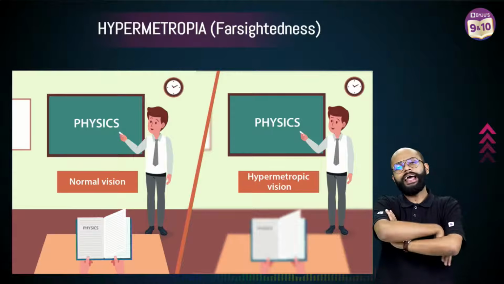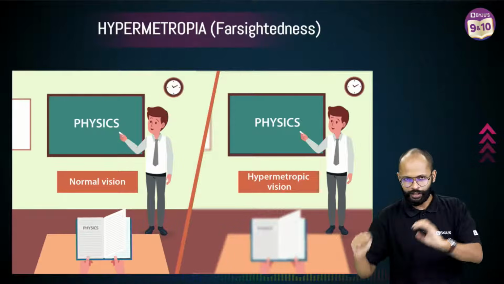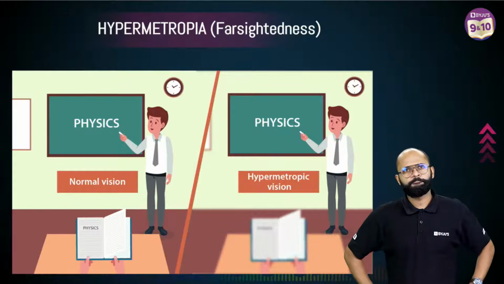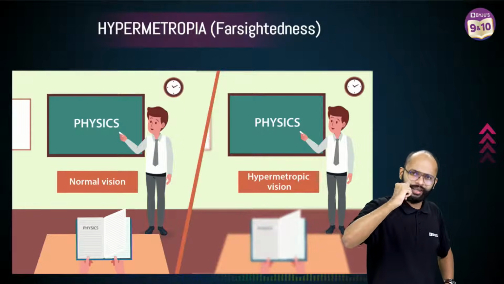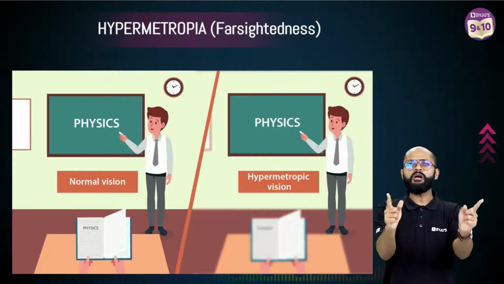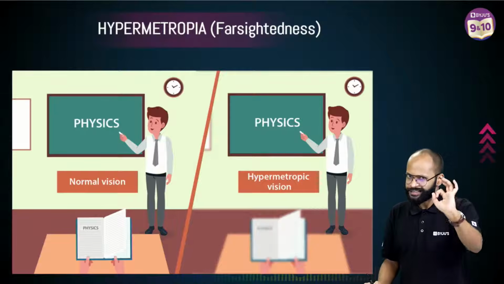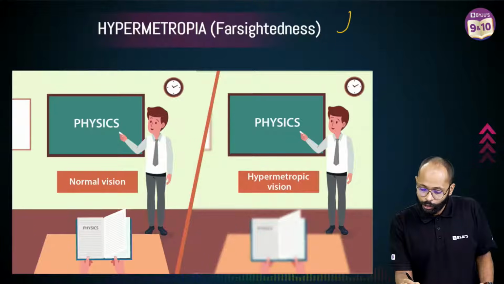Hypermetropia. Again, just do a reverse psychology to myopia. Just do a reverse order to myopia. Sir, myopia was a short word. Means short-sightedness. Means short things are fine or near things are fine. Far things are a problem. Hypermetropia is a longer word compared to myopia. Right? It's a longer word. Means long-sightedness. Right?